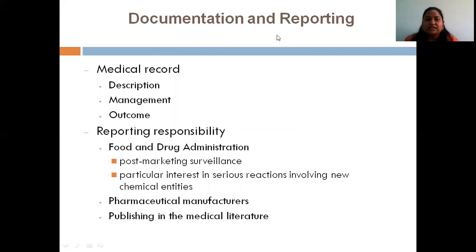Lastly, which is most important, is the documentation and reporting. So all adverse drug reactions should be reported to the regulatory authorities. All medical practitioners have to report as they get to know about adverse drug reactions. All reports should have a proper medical record with the description, management, and outcome. Reporting responsibility is also given to the FDA, which is the Food and Drug Administration, pharmaceutical manufacturers, or publishing in the medical literature.